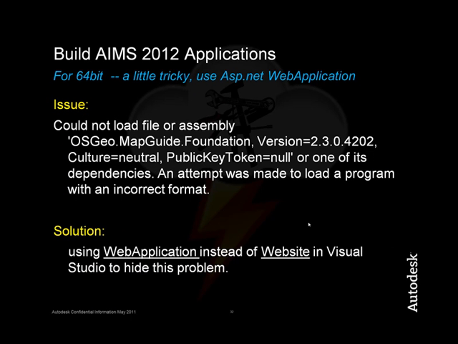But for 64-bit AIMS, it may be a little tricky. You may run into the problem of could not load file or assembly when compiling in Visual Studio. There is no problem when running. One solution is to use web applications instead of websites in Visual Studio to hide this problem.